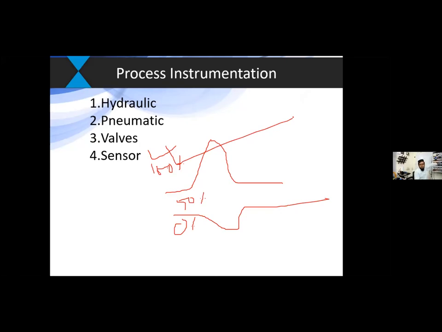These are the sensors. There are a lot of sensors, you know, there are 30 to 40 sensors. I'm showing you some sensors. These are the proximity sensors, and these are some other proximity sensors. They are used in different areas of industry, like a pressure sensor, flow sensor. All the sensors are used in different industries.